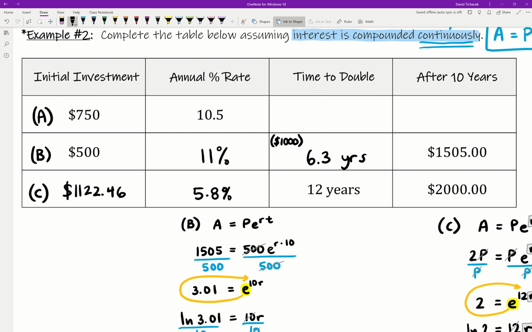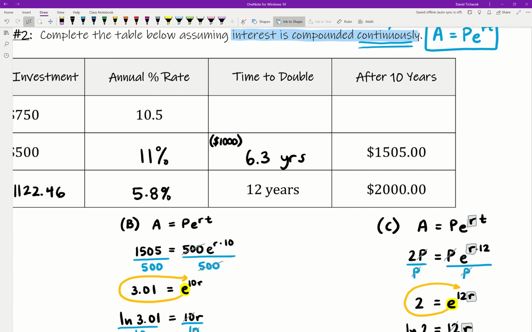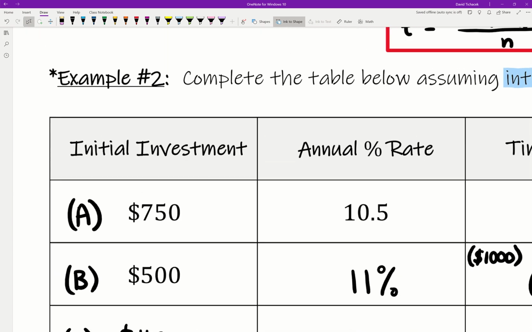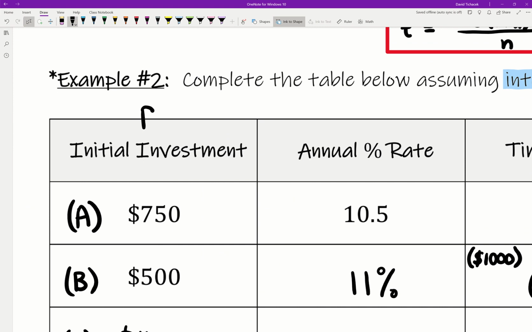And so real quick, what I want to do is retranslate each column in terms of the different variables that are in our formula here. So the first column here has our initial amount of money, and in the formula, that is going to be represented by capital letter P. The next column over says the annual interest rate. That is going to be your R.